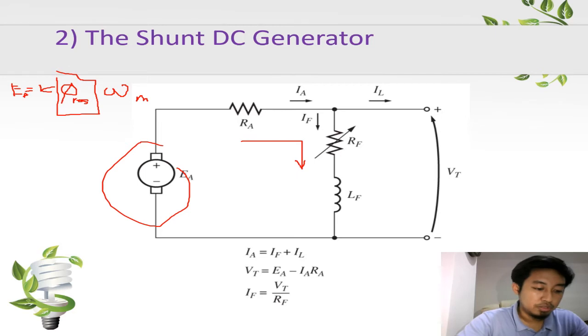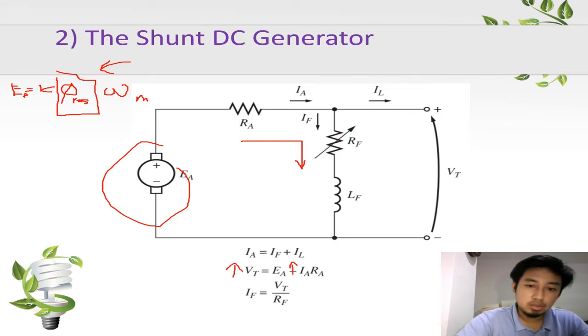Okay, so the field current produces a magnetomotive force in the pole, which increases the flux. The increase in flux causes EA to increase, which increases the terminal voltage. So when EA is increased, the terminal voltage will be increased.